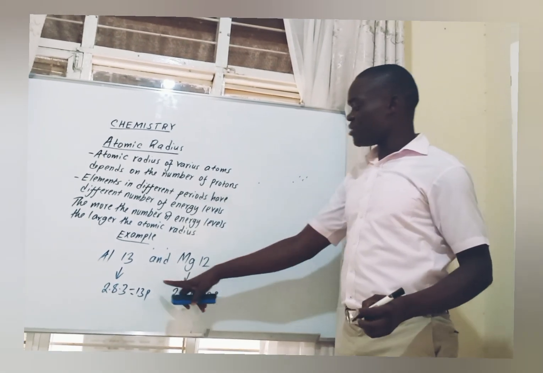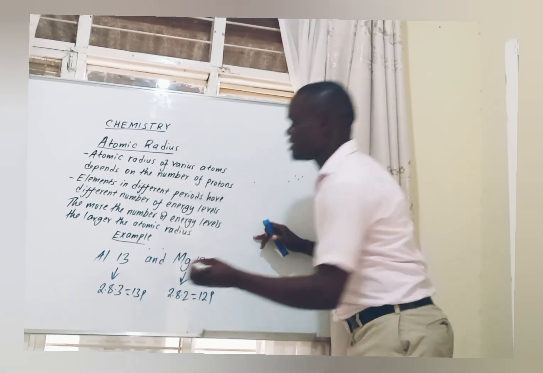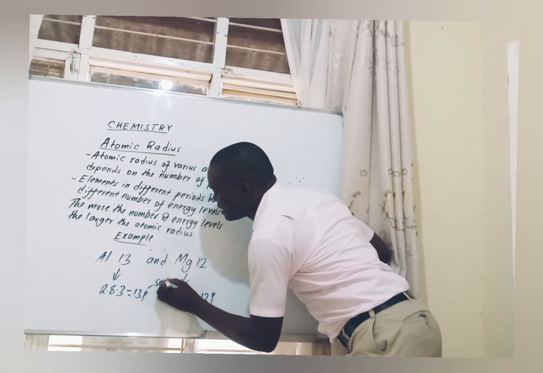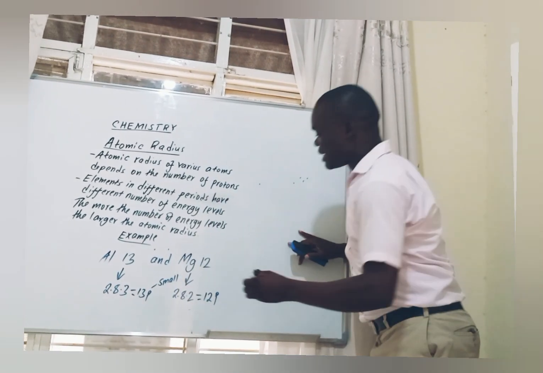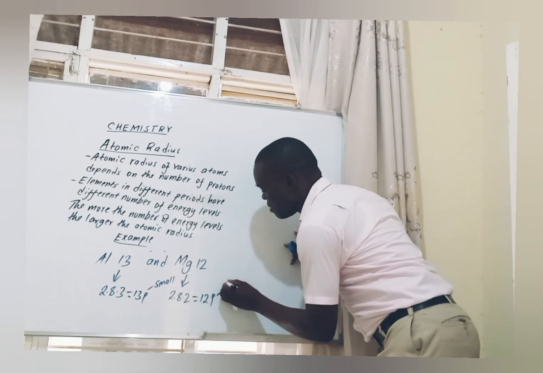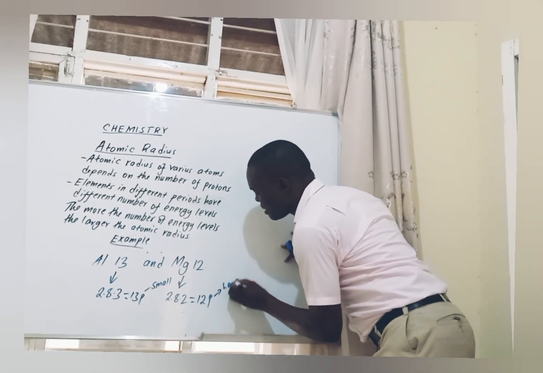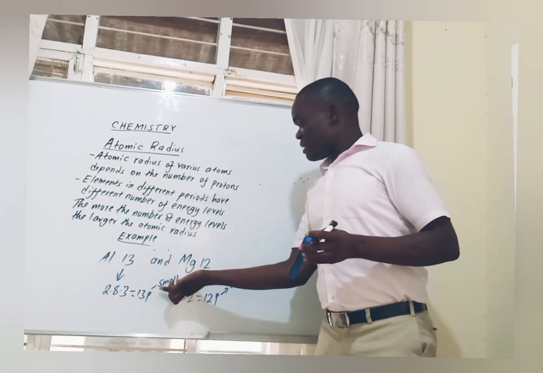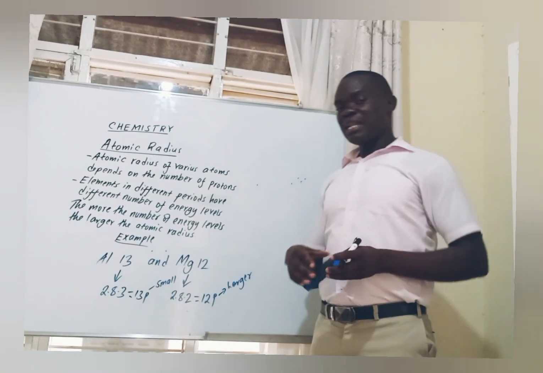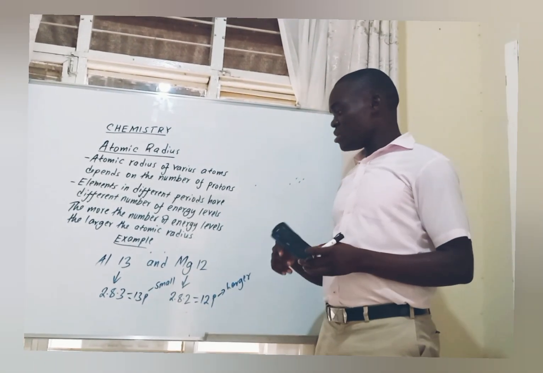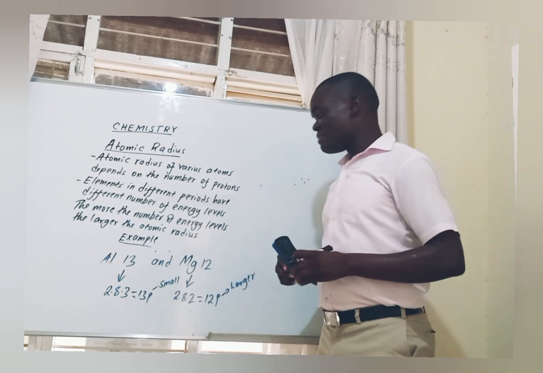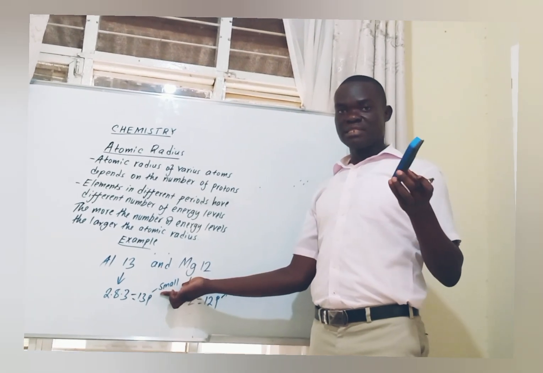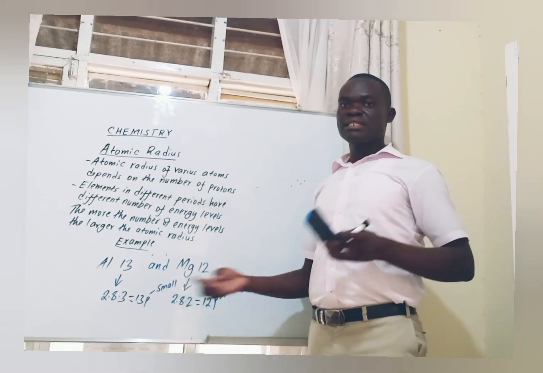So the element with more protons is the smaller one. In this case, aluminium is the smaller one, while magnesium is the larger one. The fewer the number of protons, the larger the atom. The more the number of protons, the smaller the atom. We can explain this by saying that an increase in the number of protons in the nucleus of an atom increases nuclear charge.